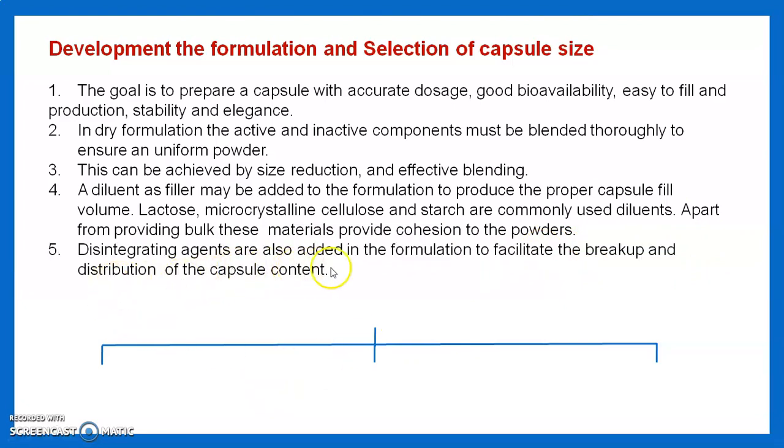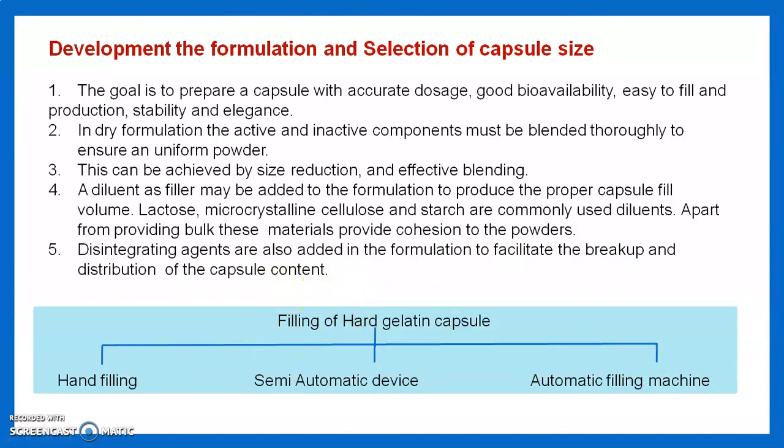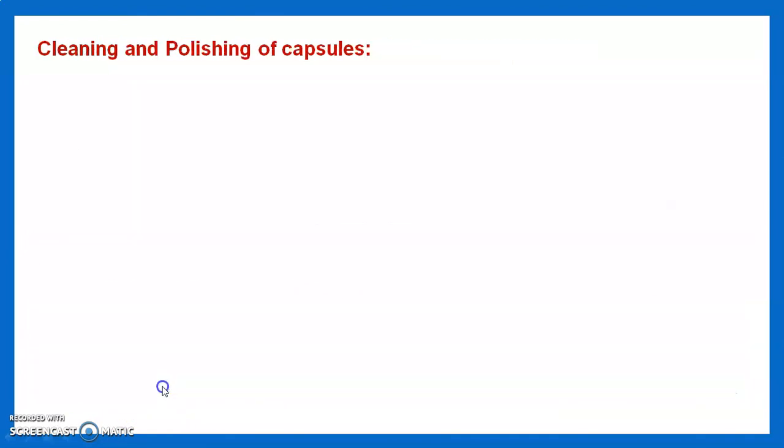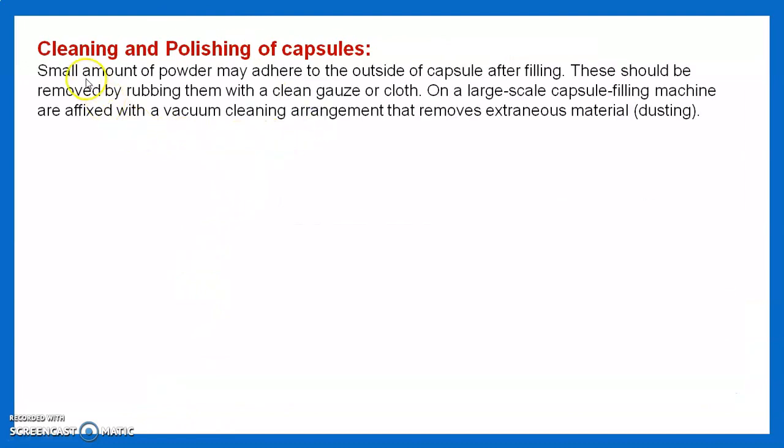Disintegrating agents are also added in the formulation to facilitate the breakup and distribution of the capsule content. This is the filling of the hard gelatin capsule by hand filling, by semi-automatic device or automatic device. In a laboratory, we fill the capsule by the hand filling machine or by hand. Then comes cleaning and polishing of the capsule.